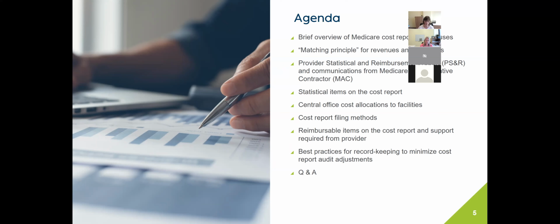Statistical items that are required for the cost report, how central office costs are recorded on the cost report and allocated, the different cost report filing methodologies or methods for doing it, and then the reimbursable items, what is truly reimbursable on a cost report, and some best practices. And throughout this whole process, we'd really like you to ask questions as we go.